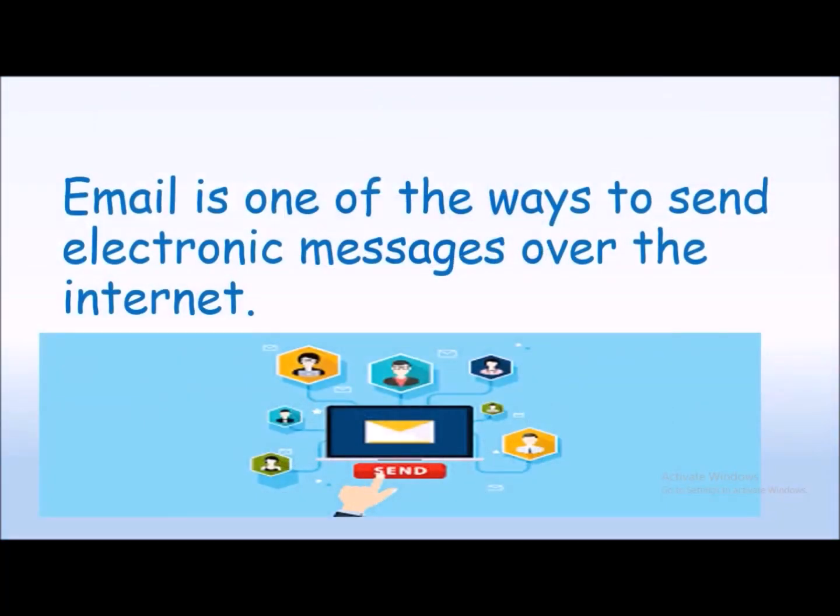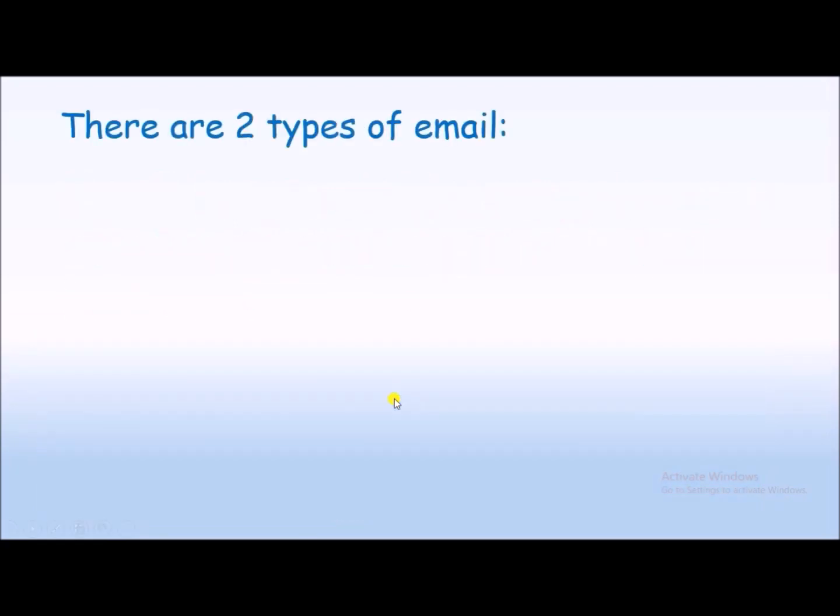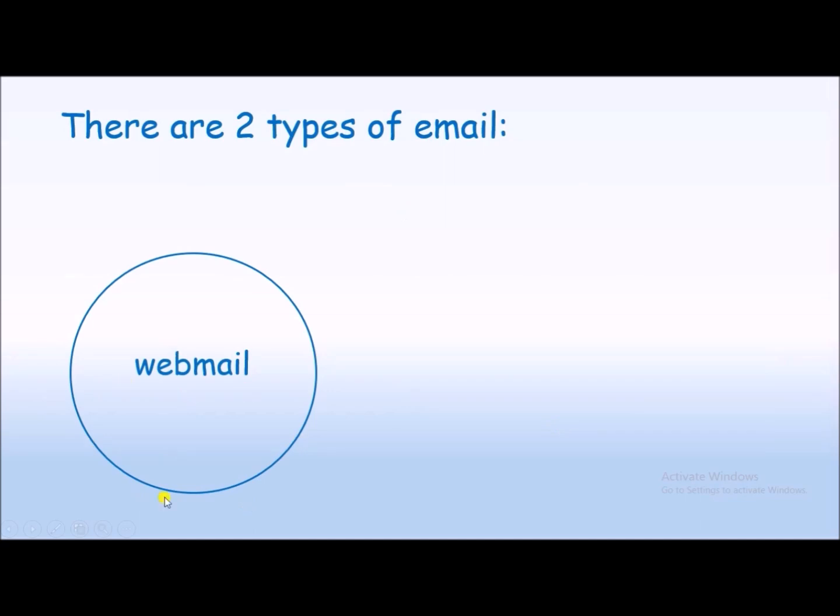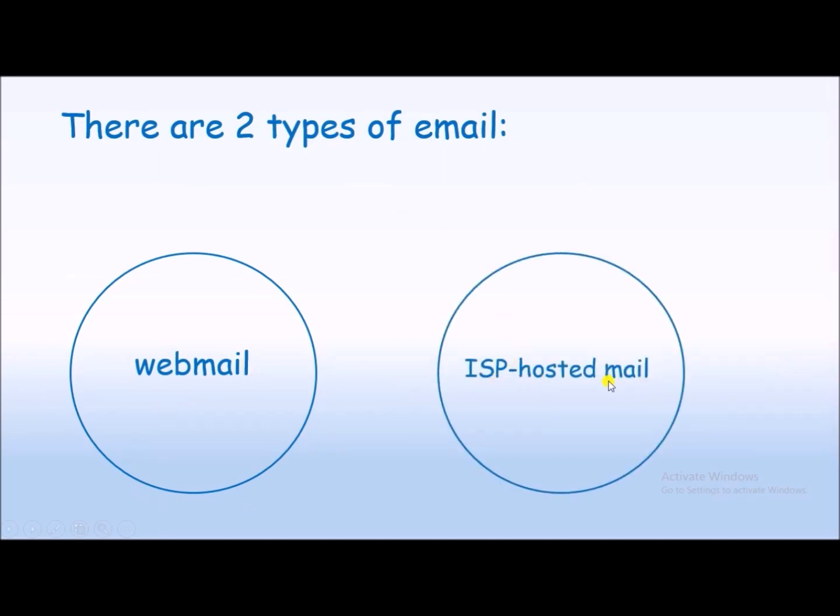So, what is an email? Email is one of the ways to send electronic messages over the internet. E stands for electronic, mail. There are two types of email. The first type is webmail, and the second one is ISP hosted mail. Now let's get to know those two types very well.